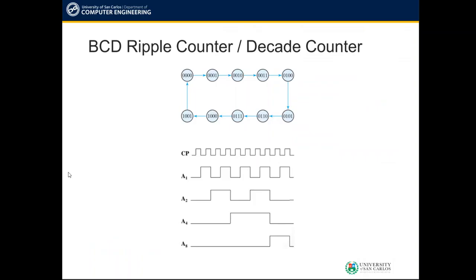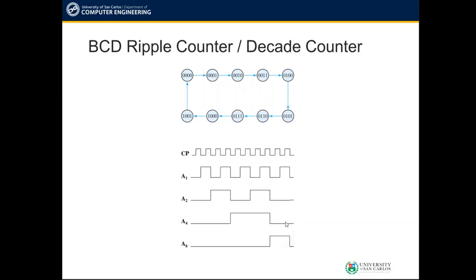Okay, next is your BCD ripple counter, or decade counter. Based on the term BCD or decade counter, you only count 10 numbers, from 0 to 9. You already know this based on our previous lectures on the BCD.